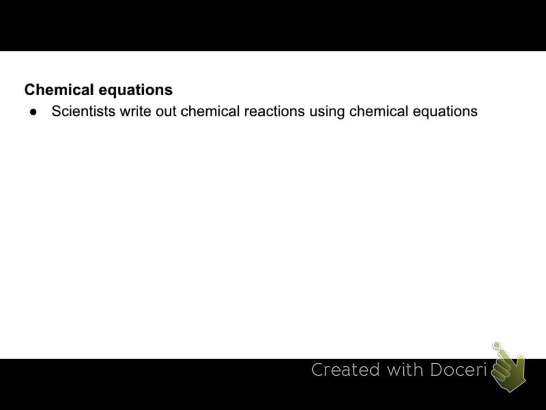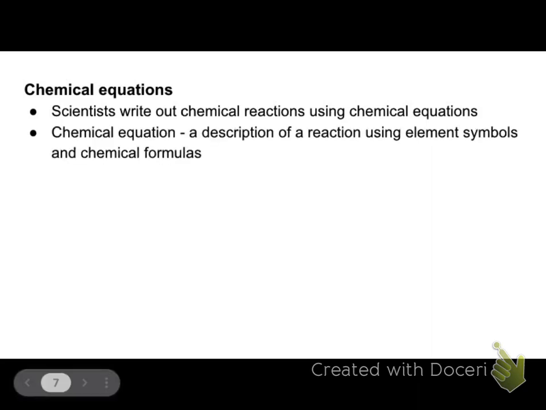Scientists write out chemical reactions using something called a chemical equation, because sometimes we need to write these things down to pass information along. If you're writing out the whole chemical reaction in words, it takes up a lot of space and it's clunky and hard to read. Whereas if we can write it out using symbols, then we have a much easier time reading it. So, a chemical equation is a description of a reaction using only the elements' symbols and chemical formulas.